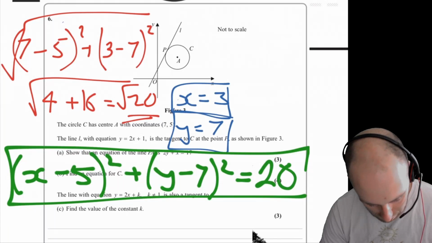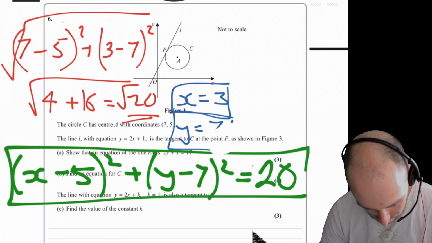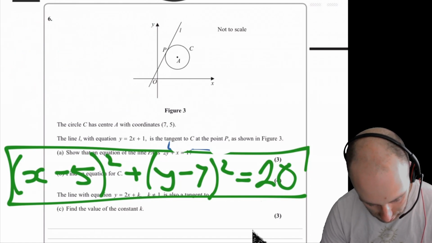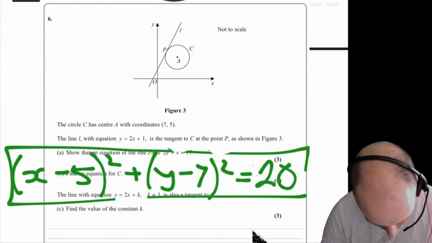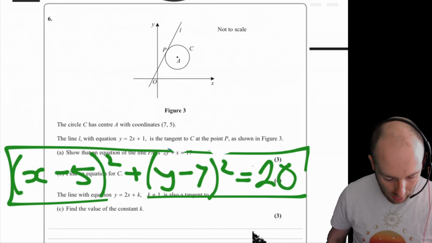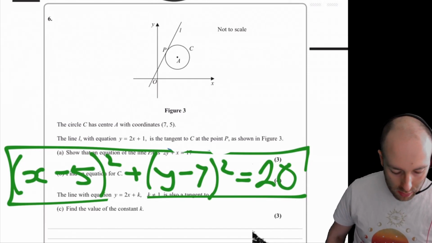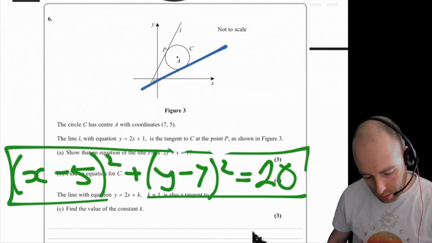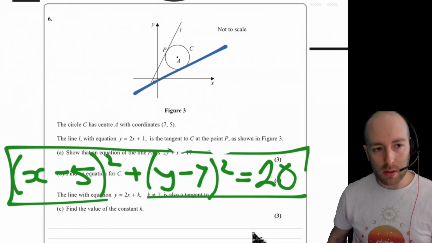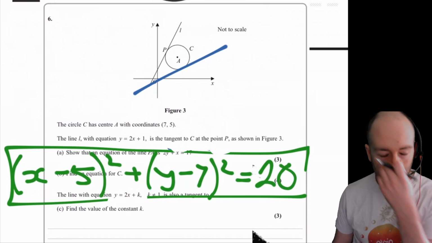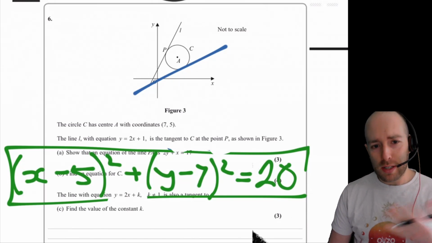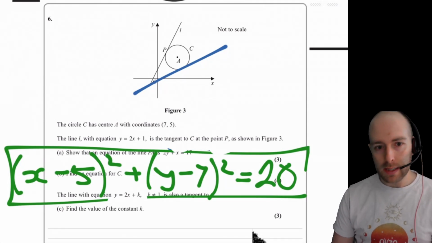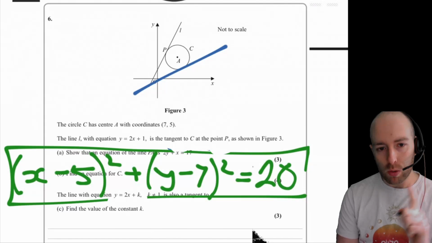Okay, and the last bit is a discriminant kind of question, which says there's another tangent, 2x plus k, is also a tangent to the circle. Find the constant k. So basically it means the circle and the other tangent have to meet in one place, because the tangent only meets in one place. So if we solve them simultaneously, then the quadratic we get will only have one solution.